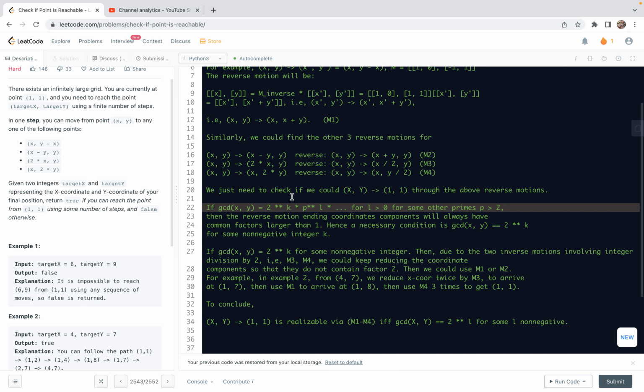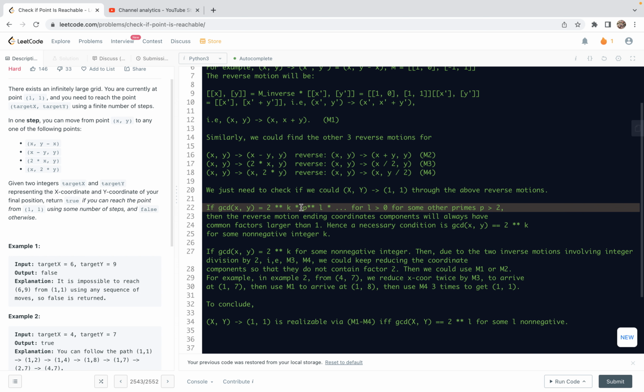Here we want to consider the GCD of the target X and Y. I'm going to use little x and little y interchangeably with the capital ones. If the GCD of x and y does not contain other prime factors except 2, in other words, the GCD of x and y is just a power of 2, then we can achieve this task. Actually, this is a sufficient and necessary condition.